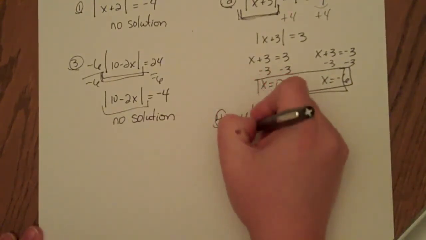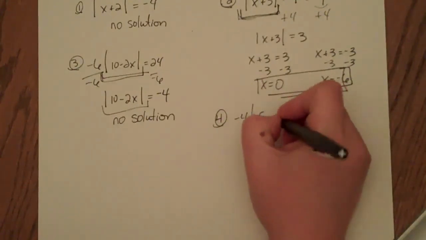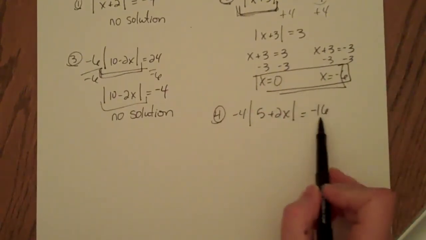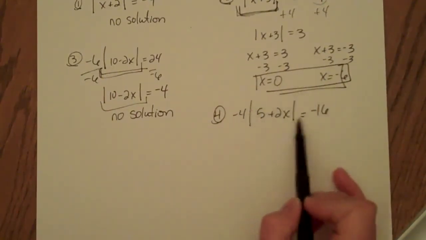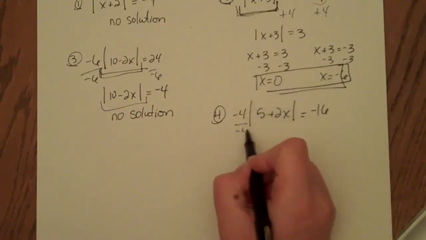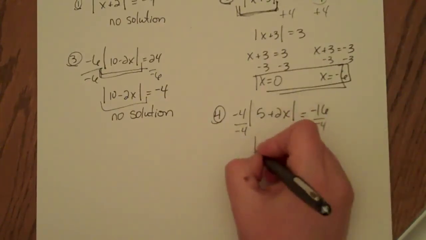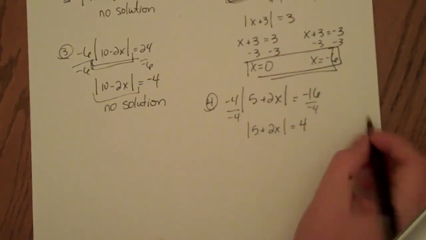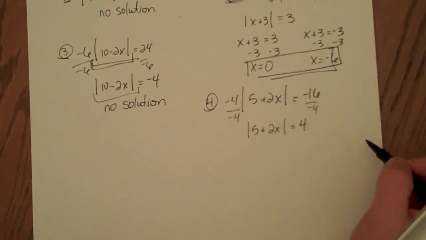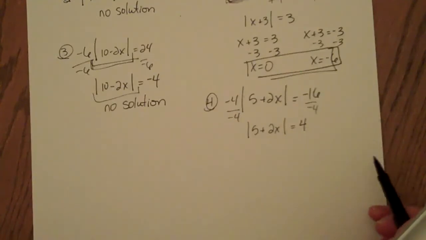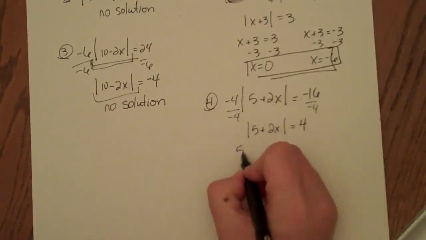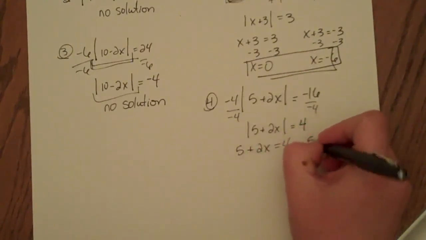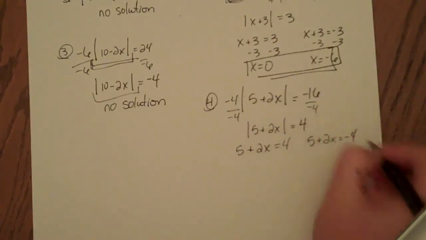We have negative 4 times the absolute value of 5 plus 2x is equal to negative 16. Now again, we're equal to a negative, but the absolute value is not by itself. So we need to first divide both sides by negative 4. So we have the absolute value of 5 plus 2x is equal to a positive 4, because negative 16 divided by negative 4 is positive 4. So this is going to have solutions. So we can set up our 2 equations to find out what those solutions are. 5 plus 2x equals 4. And 5 plus 2x equals negative 4.